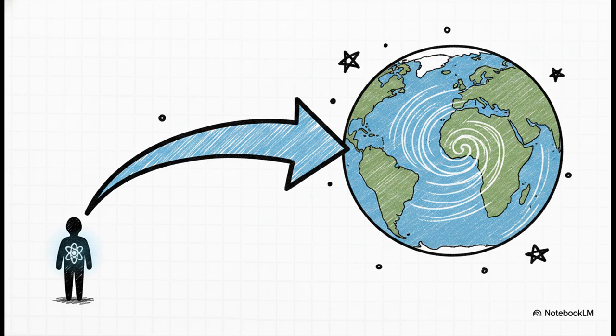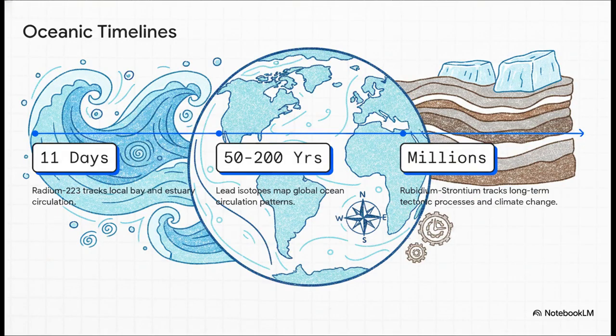But we don't have to stop at the microscopic scale of human cells. We can actually scale this exact same methodology up to the largest canvas imaginable, the Earth itself. We're talking about going from tracking zinc in a human body to tracing global currents across the entire planet. By using naturally occurring isotopes as microscopic clocks, oceanographers can solve mysteries across some staggering timelines. Take radium-223. It has a half-life of just 11 days. So that's perfect for tracking local bay and estuary circulation.